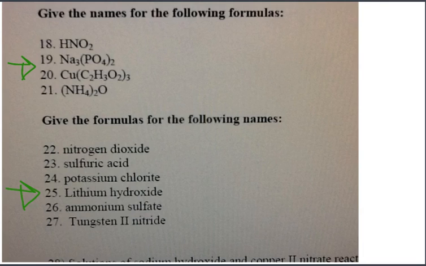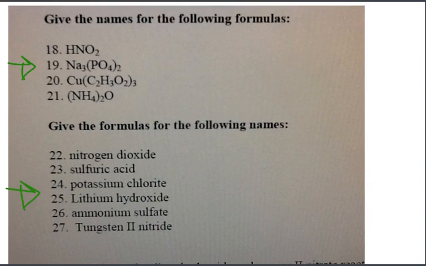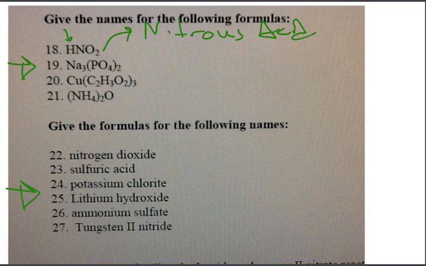So 18 is an acid. Write it up here. It's an acid because it starts with an H. It is HNO2. You should know that nitrate is NO3. One less than the nitrate would be nitrite, and the acid that comes from an ite is an us. So we're going to say nitrous acid. These are hard to draw, so just be patient with me.